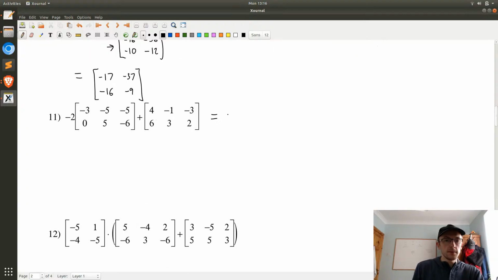So what is here? We can really just do this in our heads. So 6 add 4 is 10. 10 take 1 is 9. 10 take 3 is 7. 0 add 6 is 6. -10 add 3 is -7. 12 add 2 is 14. And we're done.